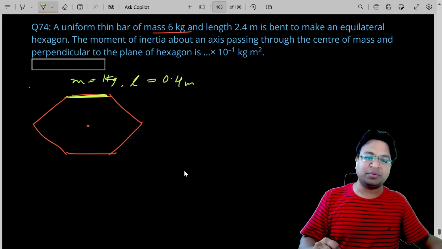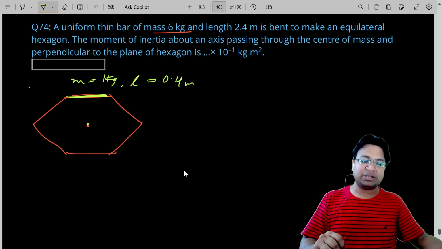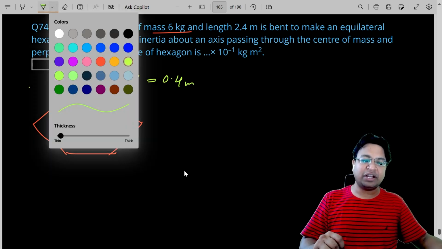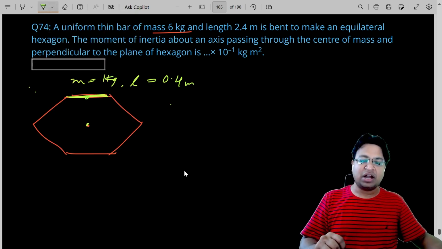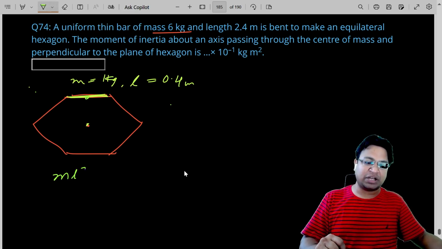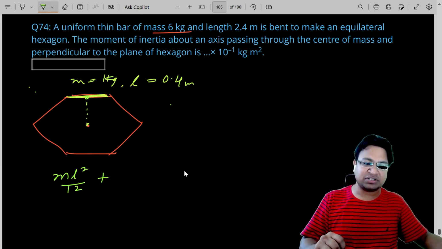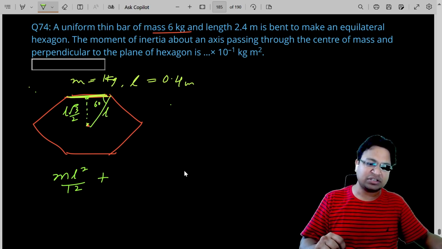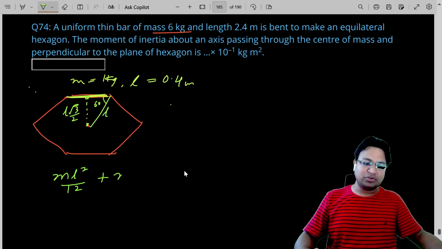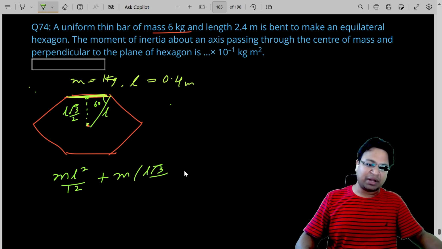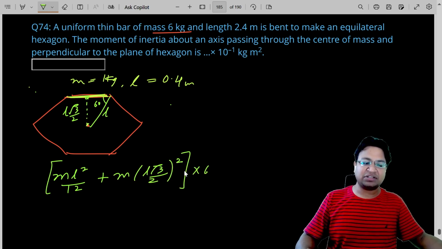So let me first focus on the moment of inertia of this side and then I will multiply it with 6. First of all, I will write the moment of inertia about its own axis, the perpendicular axis, that is the perpendicular bisector. So that would be ml square by 12. Then I'm going to use the parallel axis theorem. So how much is this distance? This distance would be L root 3 by 2. This distance would be L. This is 60 degrees, so L sine 60. So I'm going to use m into L root 3 by 2 and square of this. And now I'll multiply this entire thing with 6 and that is going to give me the answer.